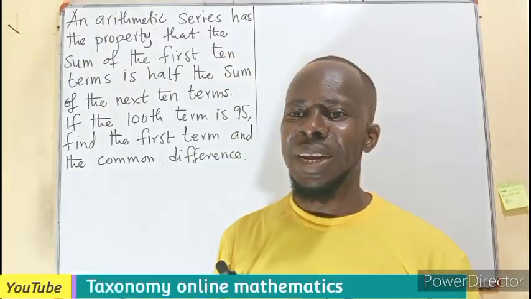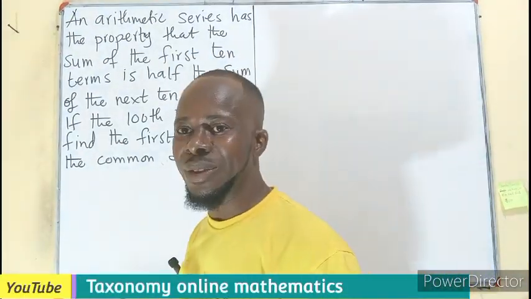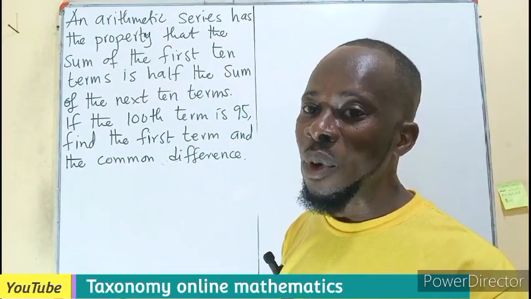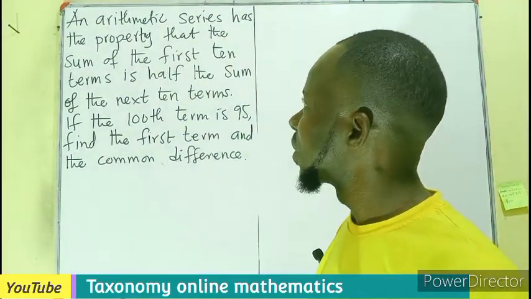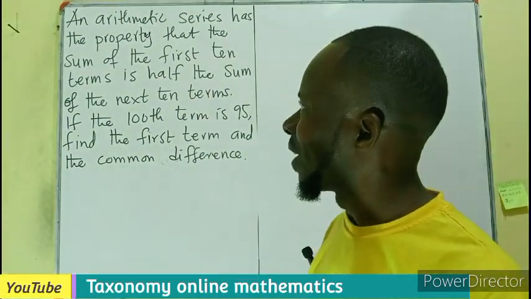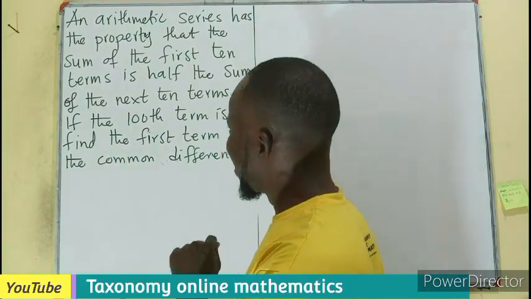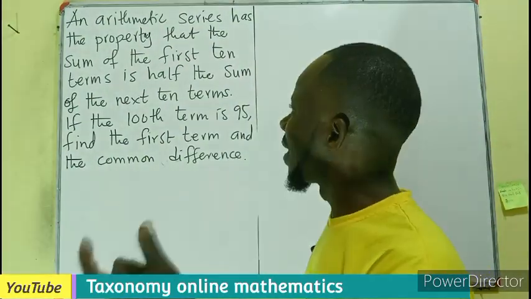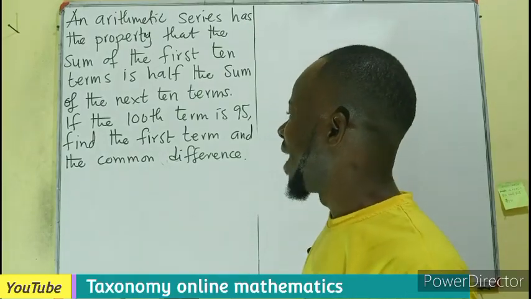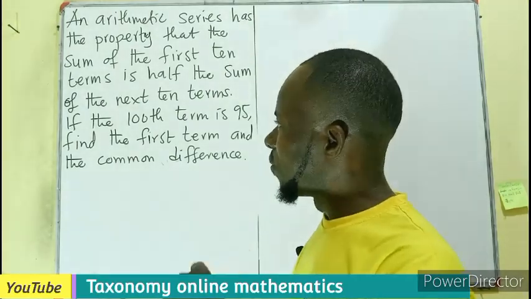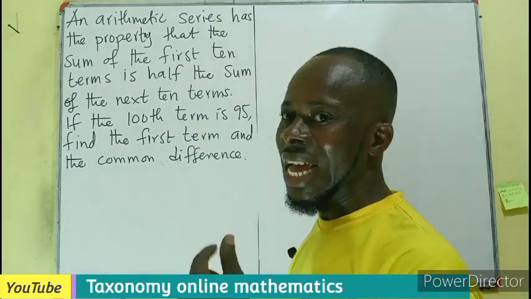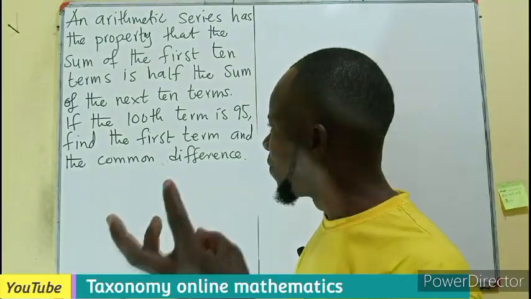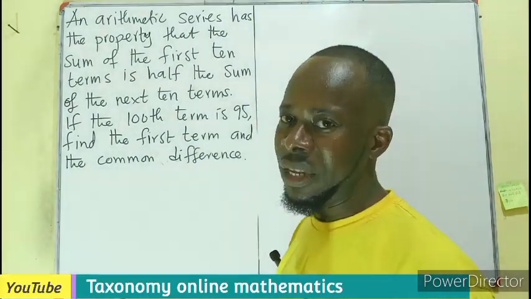Hello, welcome. Let's provide an answer to this question under the sum of arithmetic series. An arithmetic series has the property that the sum of the first 10 terms is half the sum of the next 10 terms. If the 100th term is 95, let's find the first term and the common difference.